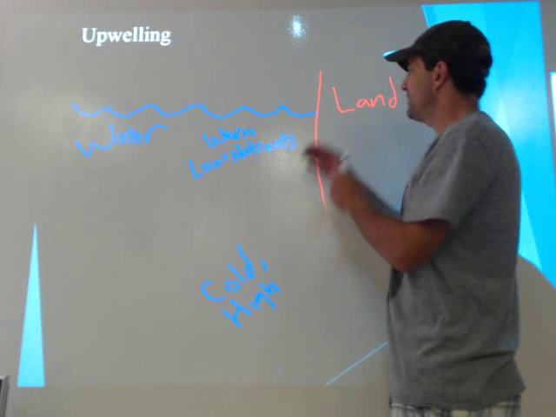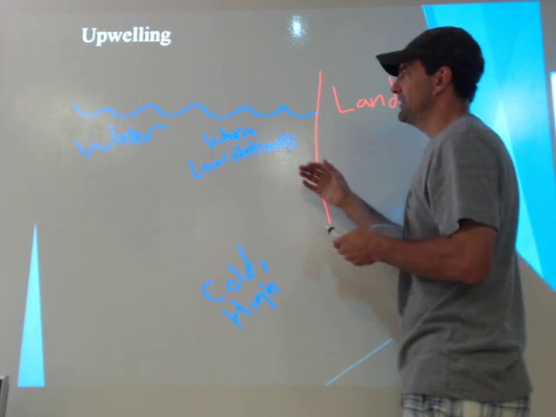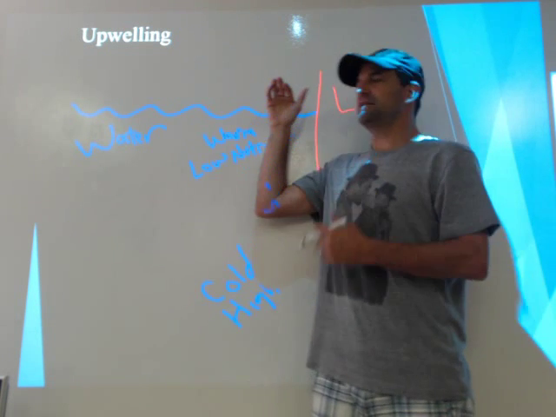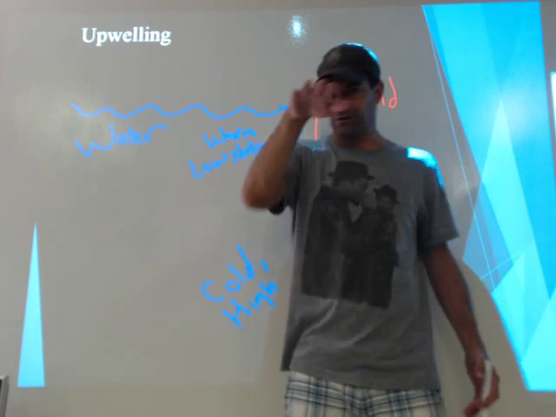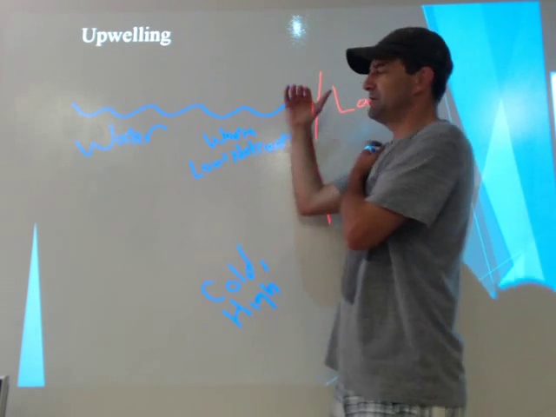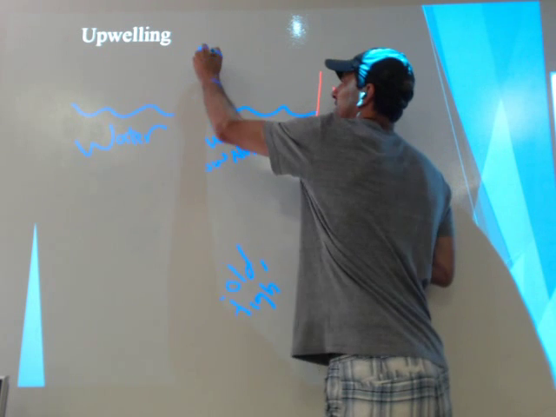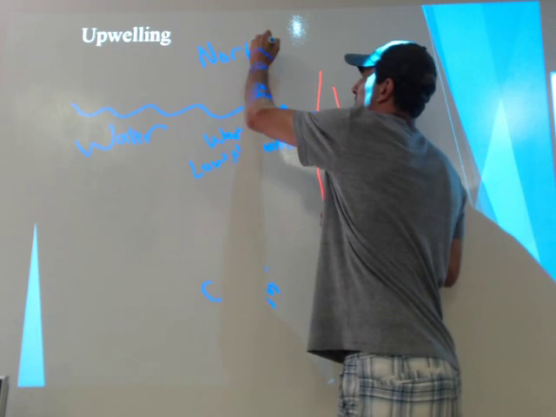Okay? Now imagine we've got land here, we have the water here. So now picture wind blowing along the land and blowing sort of out of the board toward the camera. Okay, so we have wind blowing this way, and let's say we are in the northern hemisphere.